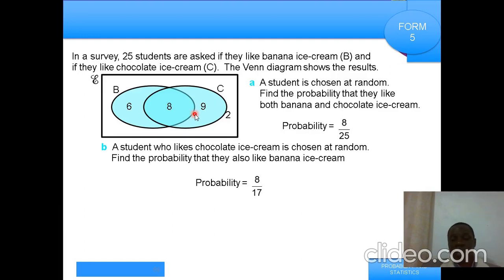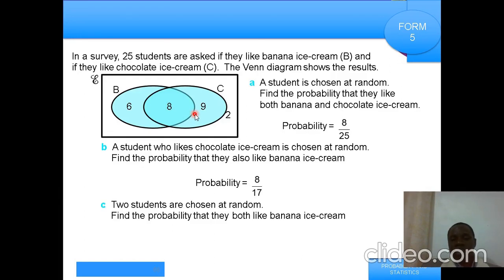Yeah, hope it is clear. Another question: 2 students are chosen at random. So these 2 students are chosen from the entire set here, because they didn't say 2 students are chosen from those who like what. They just said chosen at random. So it's from all the 25 students. Find the probability that they both like banana ice cream.